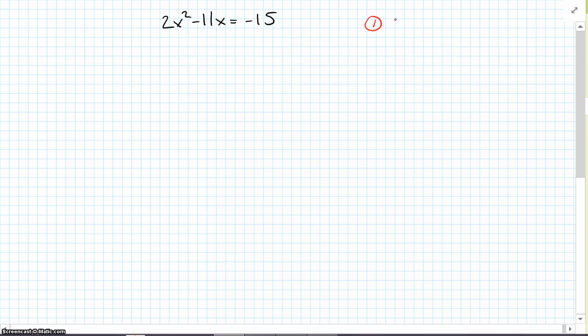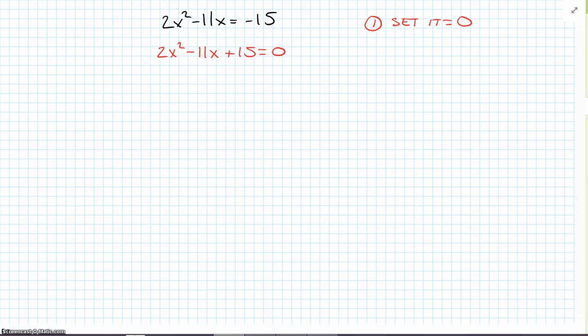Step 1, set it equal to 0. So we're going to add 15 to each side of our equation. So it's going to be 2x squared minus 11x plus 15 equals 0.